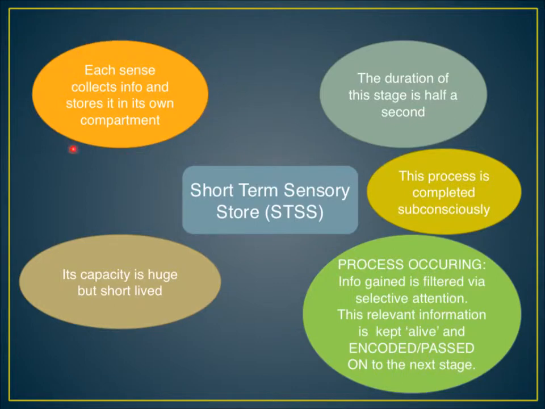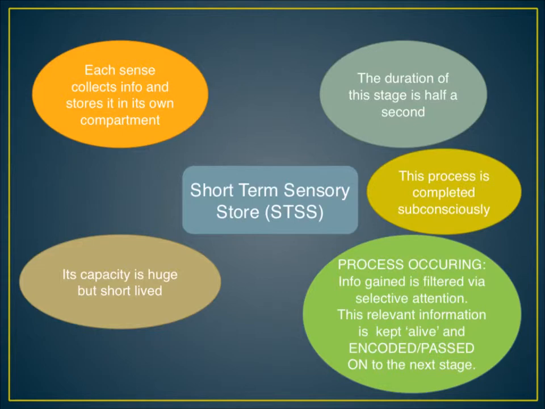Each sense that we have collects information, and those senses that collect information each have their own storage compartment within the short-term sensory store. So for example, if I'm using sight or vision, that will have one compartment. Anything I hear, such as a call of a teammate, that will be within a different compartment again. Something I feel, potentially my grip on a ball or a grip on some equipment, and the pressure I feel within my fingers, that would also have another compartment.